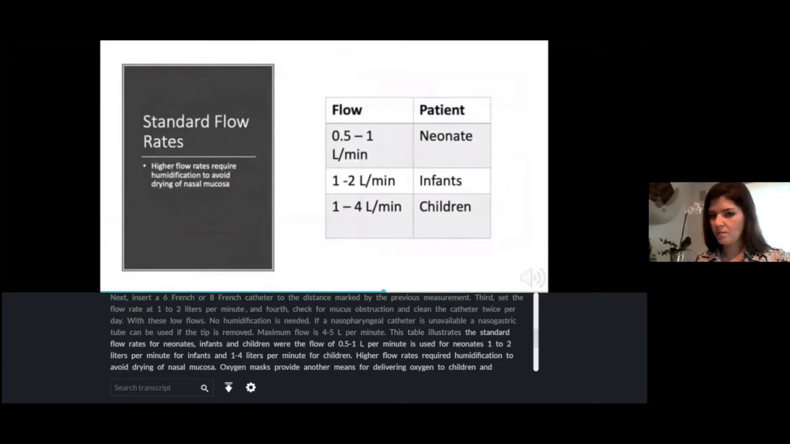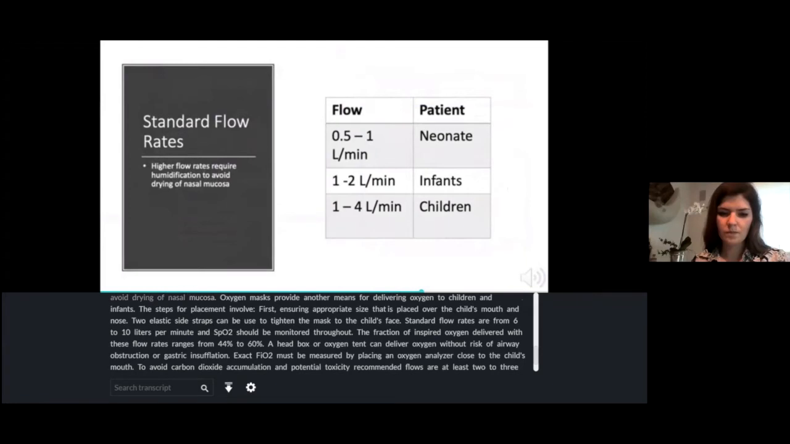This table illustrates the standard flow rates for neonates, infants, and children, where the flow of 0.5 to 1 liters per minute is used for neonates, 1 to 2 liters per minute for infants, and 1 to 4 liters per minute for children. Higher flow rates require humidification to avoid drying of nasal mucosa.